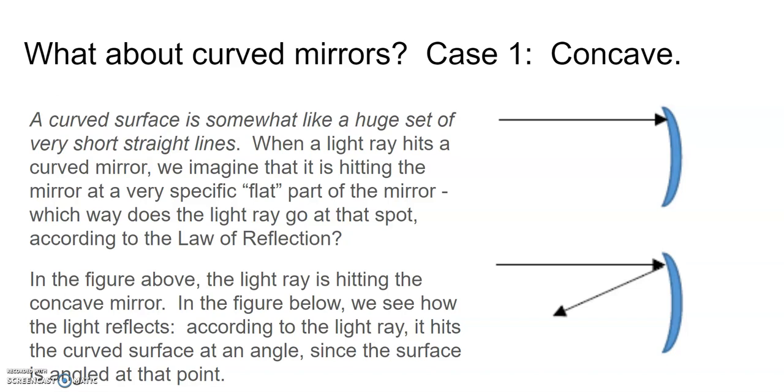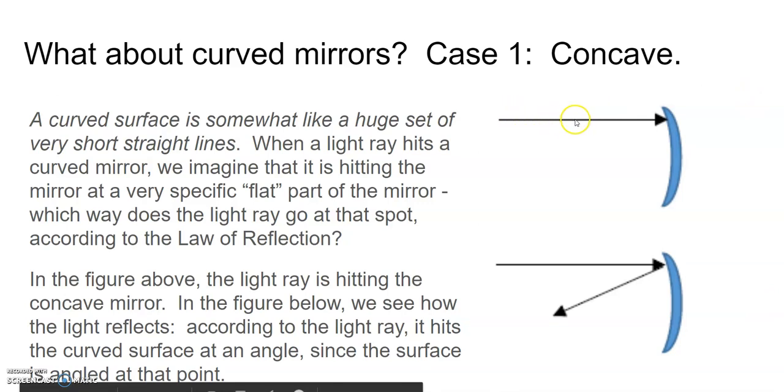So, for this to make sense, you kind of have to think of a curved surface as being an infinite set, or a huge number, of very short straight lines. So, you have a light that hits a curved mirror. We kind of imagine that at that instant, at that tiny little part of the mirror, we imagine that itty bitty little part there as being flat. And then the light is going to bounce off of that itty bitty little part according to the law of reflection.